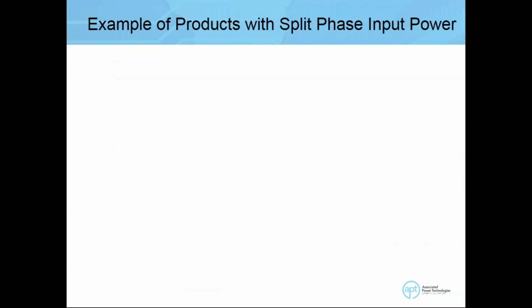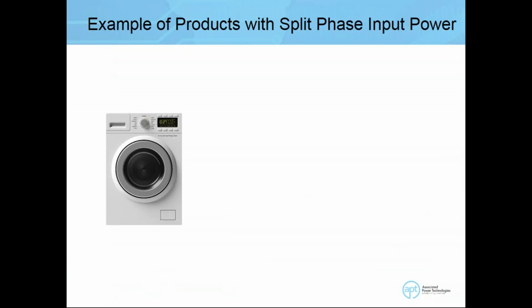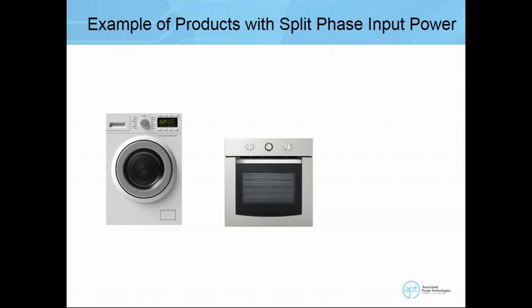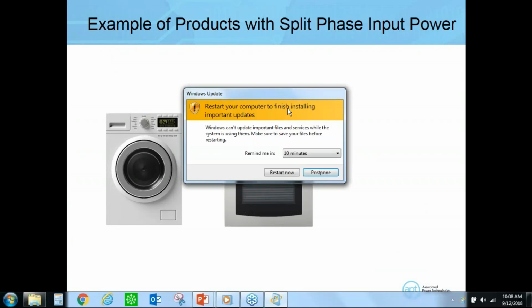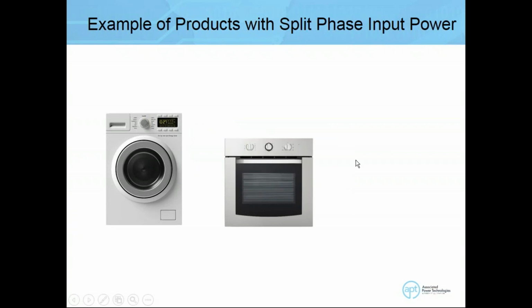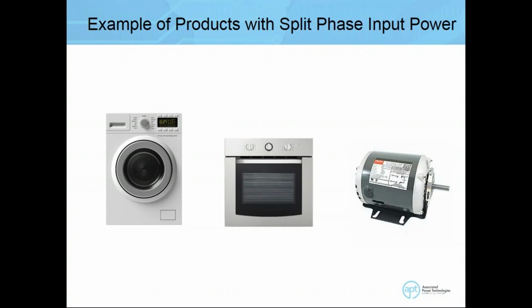What are some examples of split phase input power? Think about a dryer, the dryer that has heating elements, also some motors. This may require additional power to be efficient at drying your clothes. An oven is a good example. If you have an oven, again, heating elements require you to have 240 volts across a heating element, but there may be some other electronics that require 120 volts.